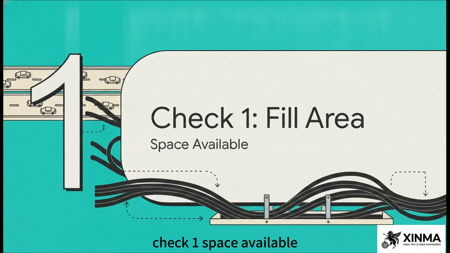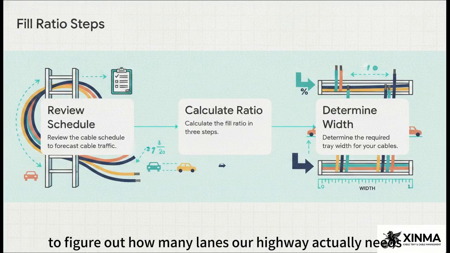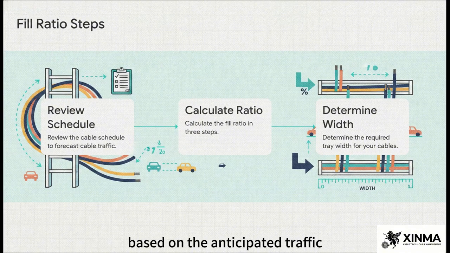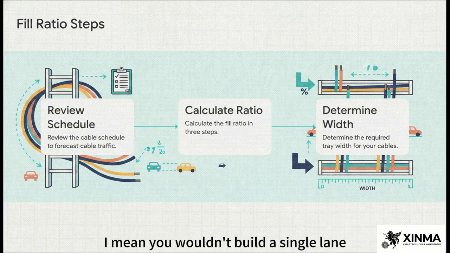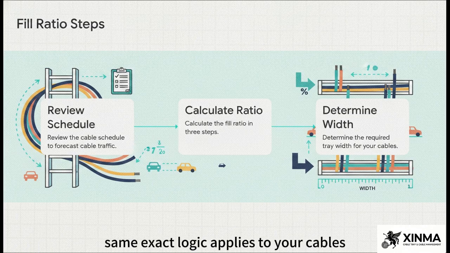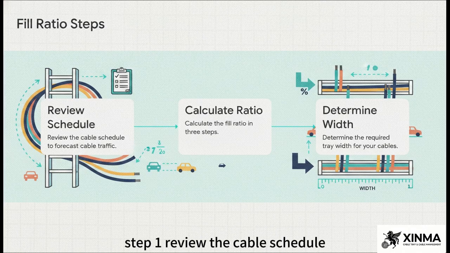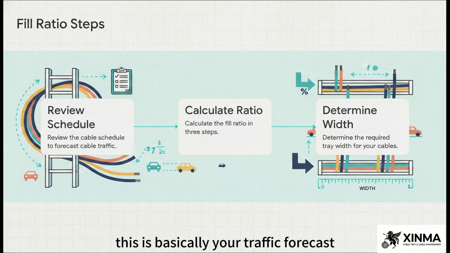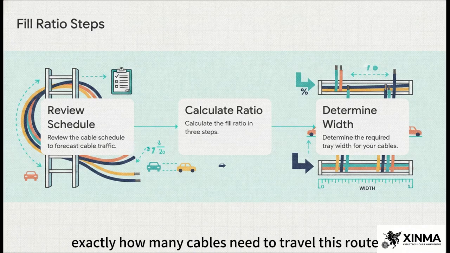Check 1. Space available. Basically, the lanes. To figure out how many lanes our highway actually needs based on the anticipated traffic, we use 3 specific steps. I mean, you wouldn't build a single-lane dirt road for downtown rush hour traffic, right? Same exact logic applies to your cables. Step 1. Review the cable schedule. This is basically your traffic forecast. It tells you exactly how many cables need to travel this route.